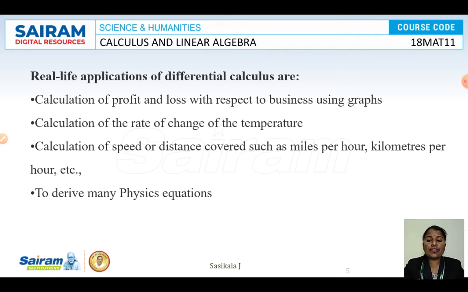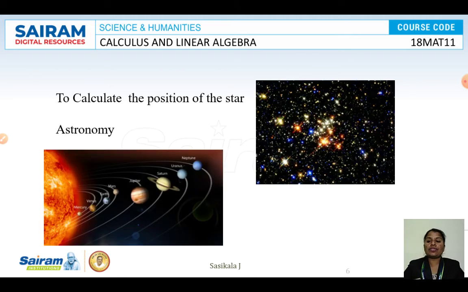It is also used in the calculation of speed or distance covered, such as miles per hour or kilometers per hour, so you can calculate speed or distance in terms of hours or kilometers. To derive many physics equations, differential calculus is used. In real applications, from the earth you can also calculate the position of a star.